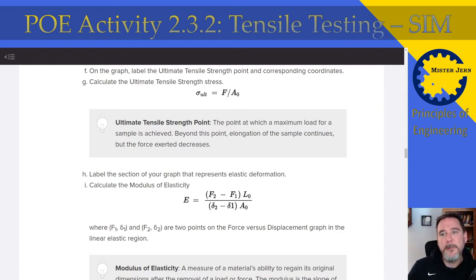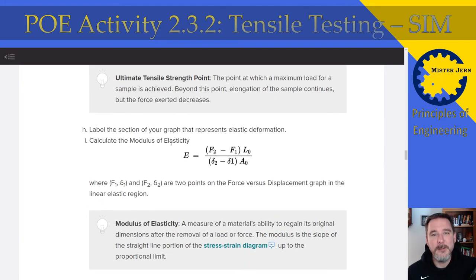Ultimate tensile, so beyond this, it still continues to stretch, but the force it takes to do so decreases. If you've ever stretched gum more than once, you'll notice when you're stretching the gum, at first it's kind of hard to stretch, difficult to stretch. And then at some point, it just sort of gives way. Or silly putty, if you're not gross like me and you've never actually stretched gum. So chewing gum, it's a material, so you could use that as an analogy here.